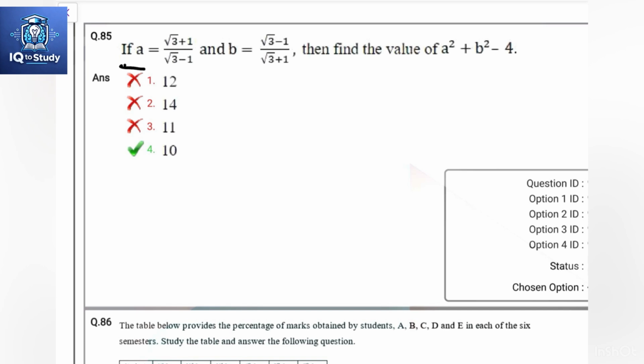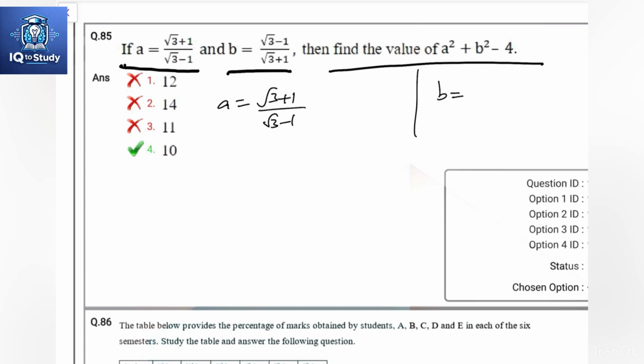If A is equal to root 3 plus 1 by root 3 minus 1 and B is equal to root 3 minus 1 by root 3 plus 1, then find the value of A square plus B square minus 4. Here, A is equal to root 3 plus 1 by root 3 minus 1 and B is equal to root 3 minus 1 by root 3 plus 1. Let's take rationalization. So it becomes root 3 plus 1 by root 3 plus 1, here root 3 minus 1 by root 3 minus 1.